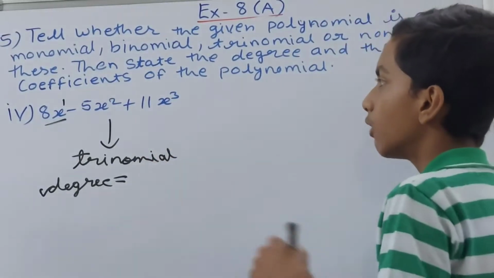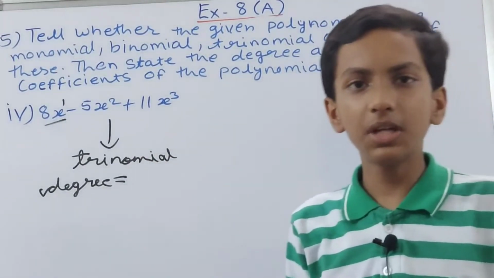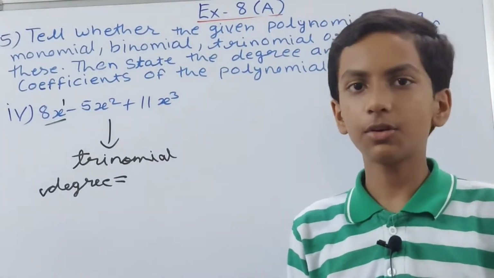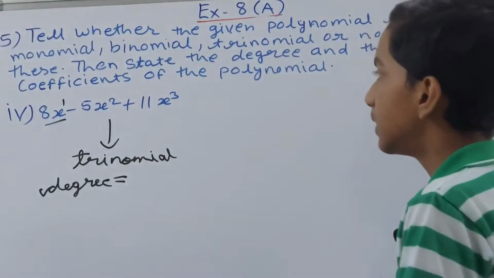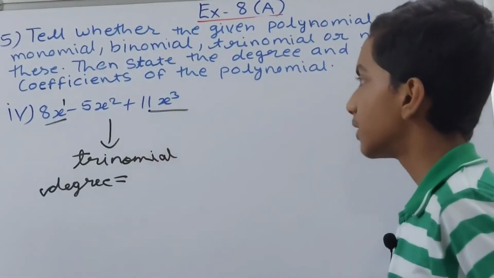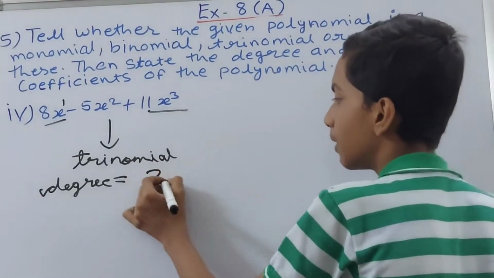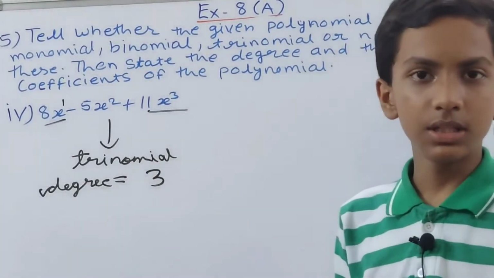Alright, now out of all of these 3 terms, which one has the highest degree? That is what we have to find. So this one with 3 as the highest degree. Okay, this will be the degree of our polynomial as well, that is 3.